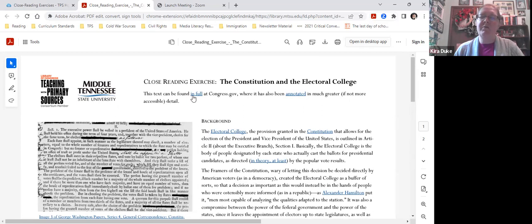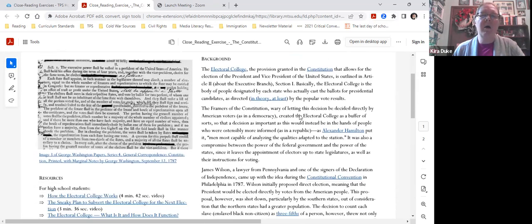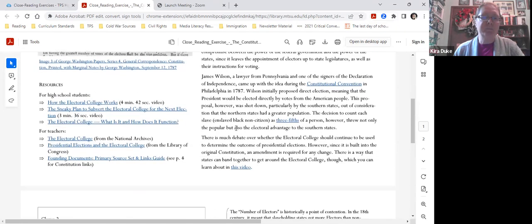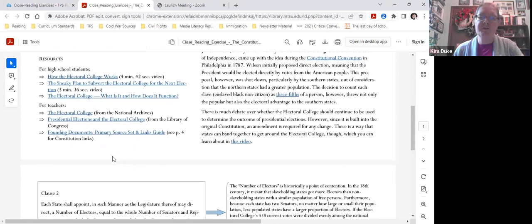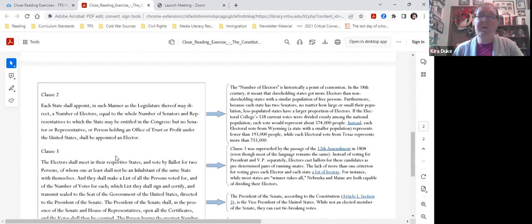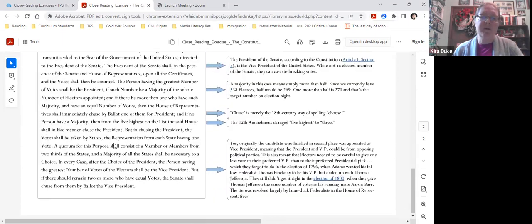So you'll see here, you can access the full text with this link, and annotation, which I'll show you where you can find the Constitution fully annotated shortly. There is a background, and you'll see that there are several things that are linked in here. This is going to take you to sites where you can find more information from the library. There are additional resources. For high school students, there are several things that are here for teachers. And then here are the excerpts from the Constitution that we feature. There's a piece from Clause 2 and a piece from Clause 3.